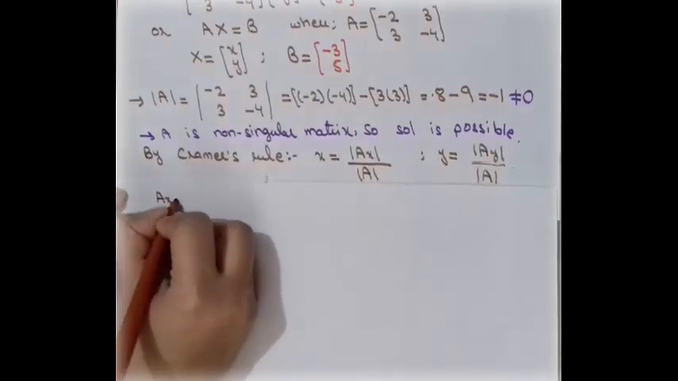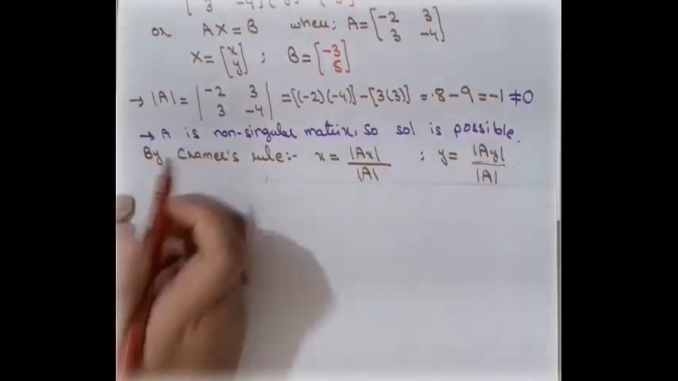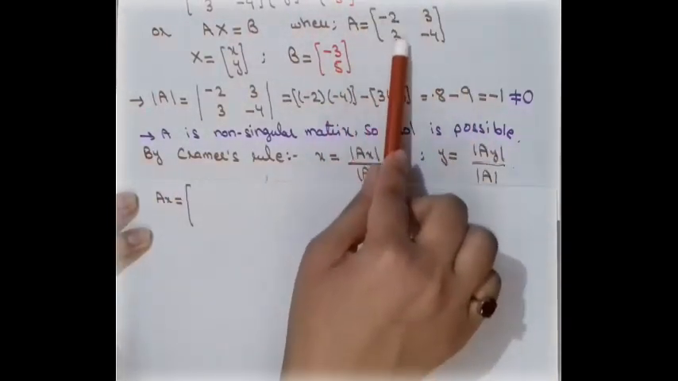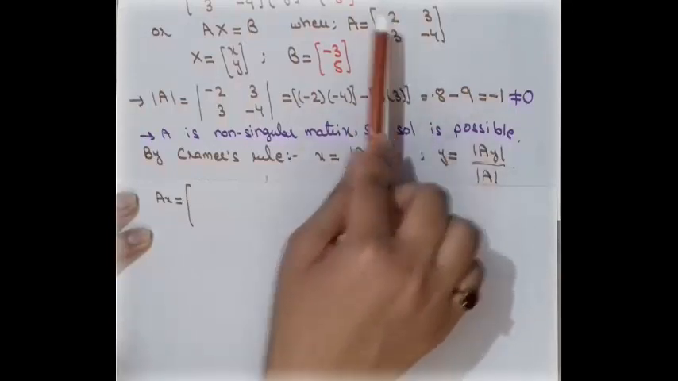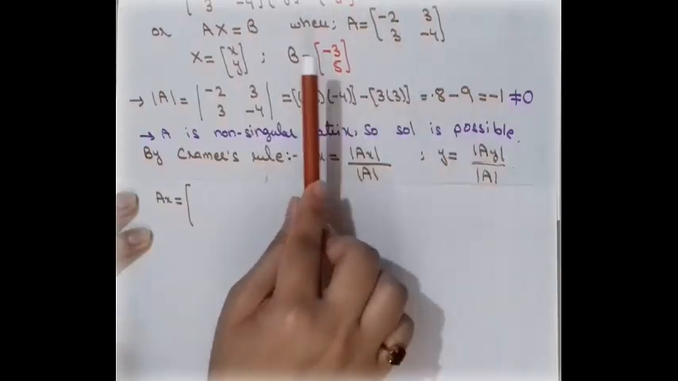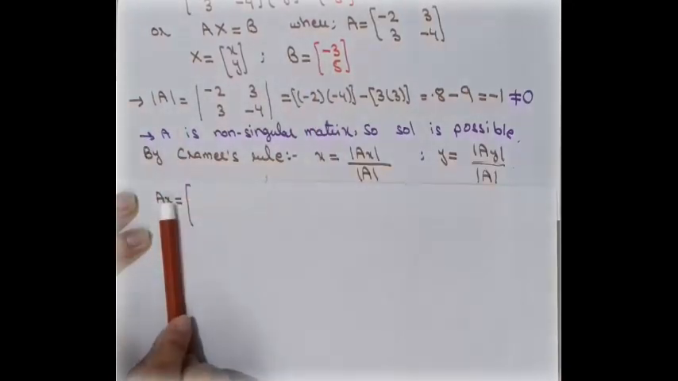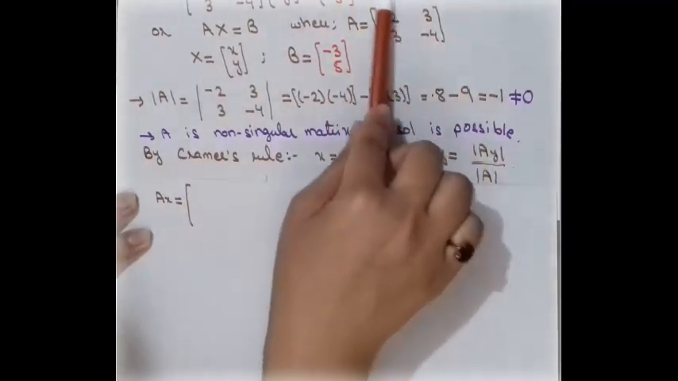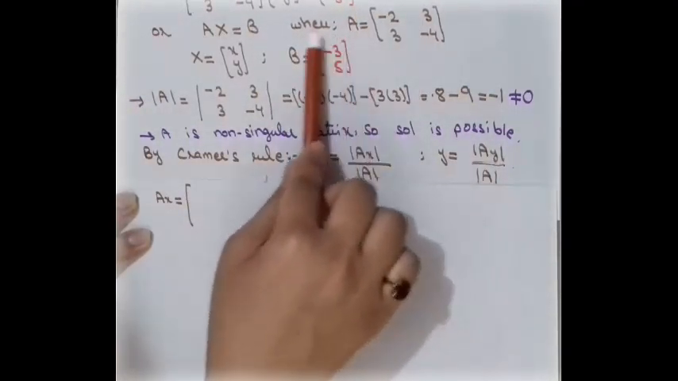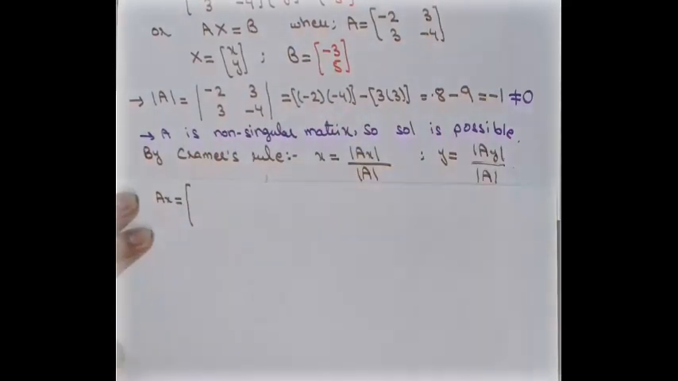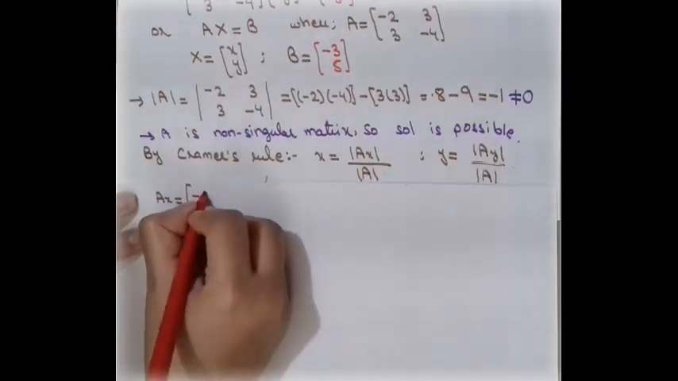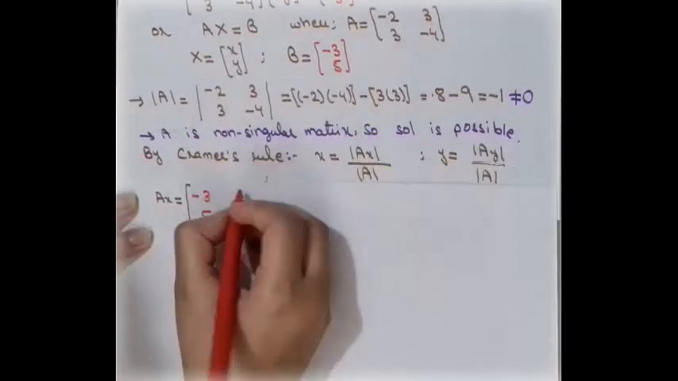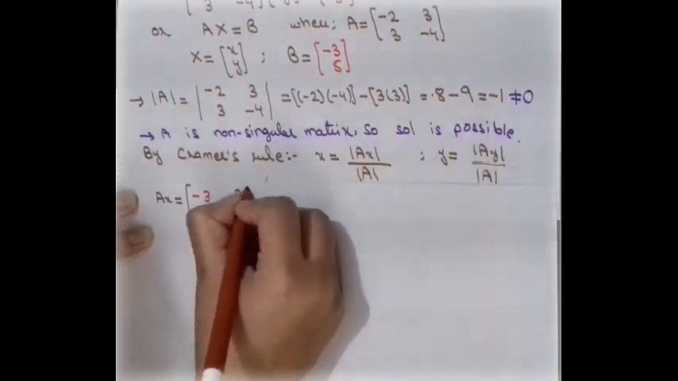And what is Ax? The matrix Ax is obtained from matrix A by changing a column with the constant terms. If we take matrix A and change the first column with the matrix B, then it is called Ax. That means the first column is -3, 5, and the other remains the same, which is 3, -4.